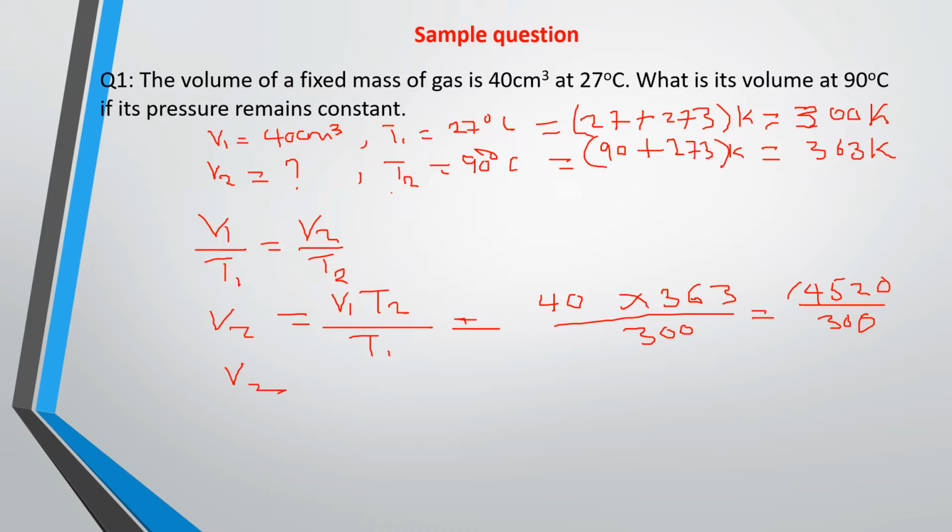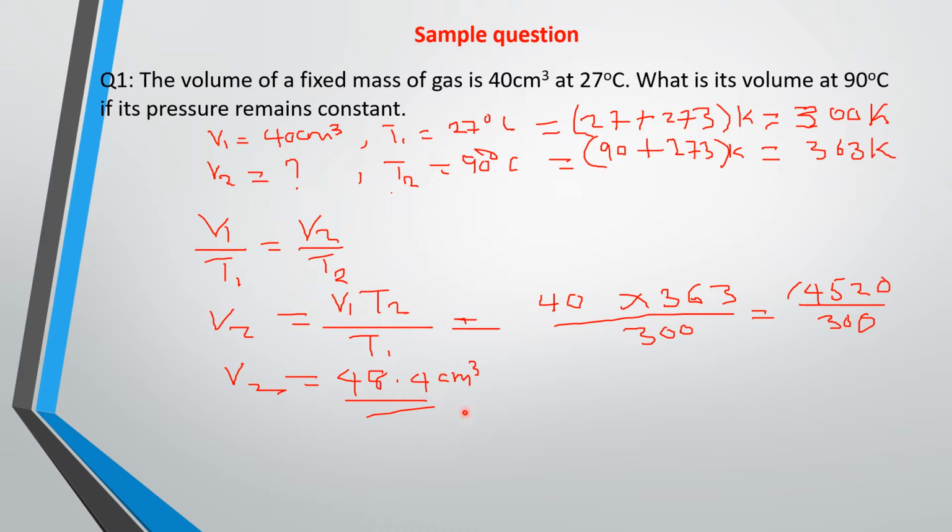By the time you do that division out, you are going to have that V2 will be equal to 48.4, that's 48.4 centimeter cube. Alright, so this is how to apply the Charles law to solve problems. Okay, so that is question number 1.